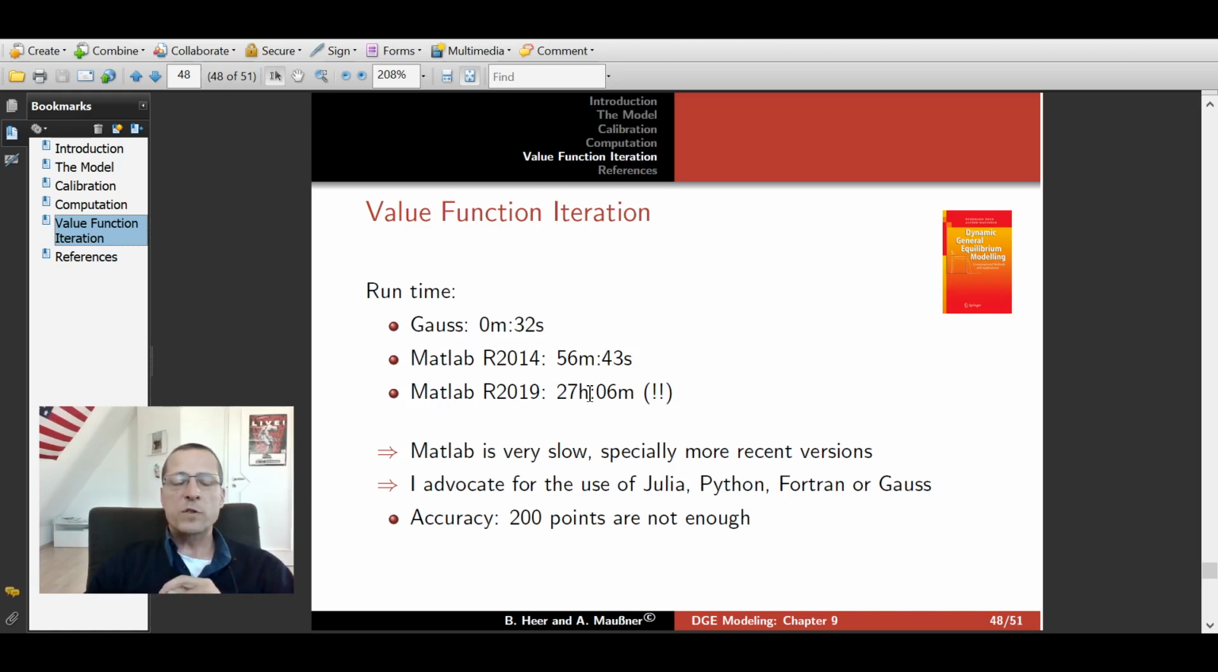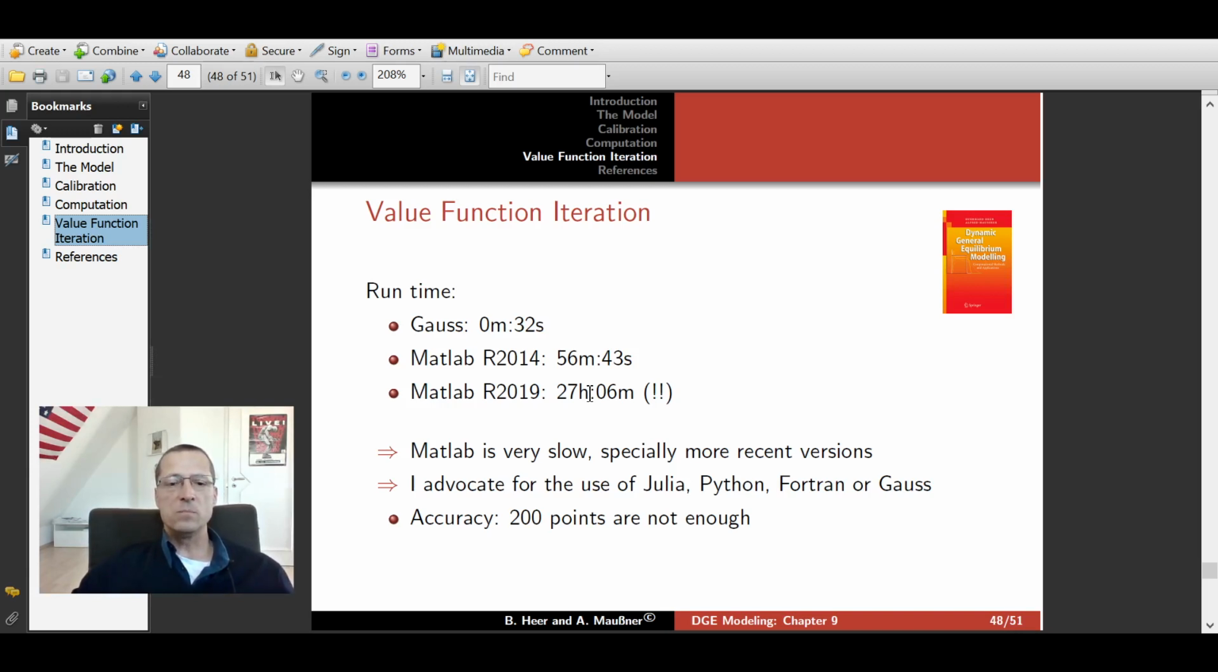For more sophisticated problems, I do not use MATLAB. I mostly use GAUSS, and my co-authors often use Julia or Python and Fortran. Julia, for example, is approximately 10 times faster than GAUSS, so you need just 2 or 3 seconds to compute this value function iteration problem.